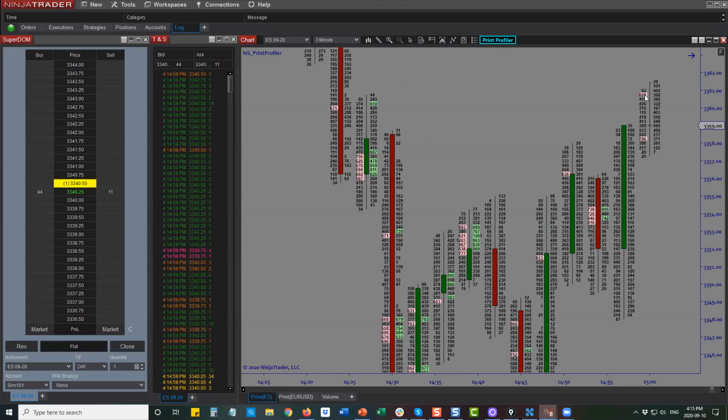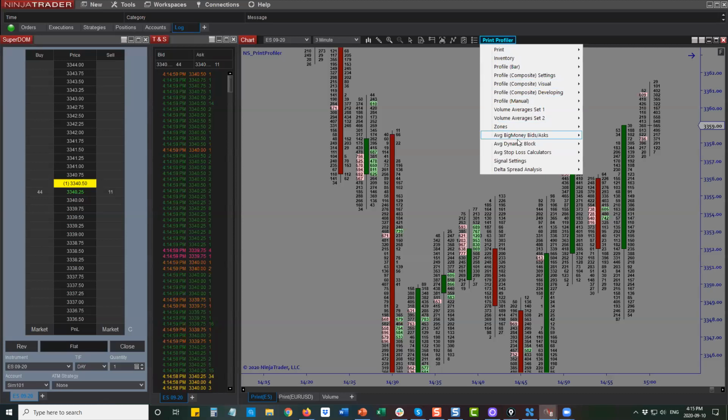And our software is adapting. You can just go in here to the average big money blocks. Right now, it's telling me that over the last 20 bars, the average bid and the average ask is about 230 contracts. So I could make this software even more responsive. I could set those settings to be a 5 multiplier, a 10 multiplier. Okay.